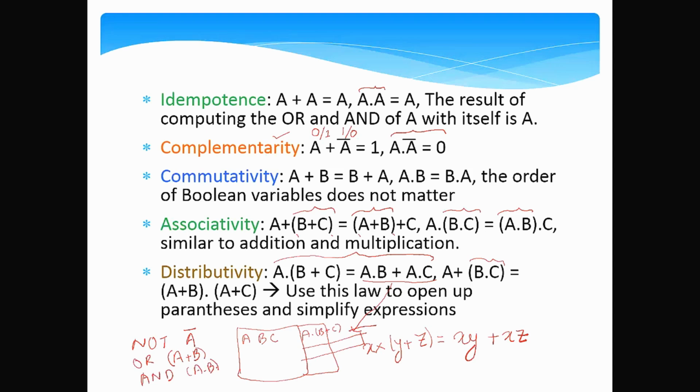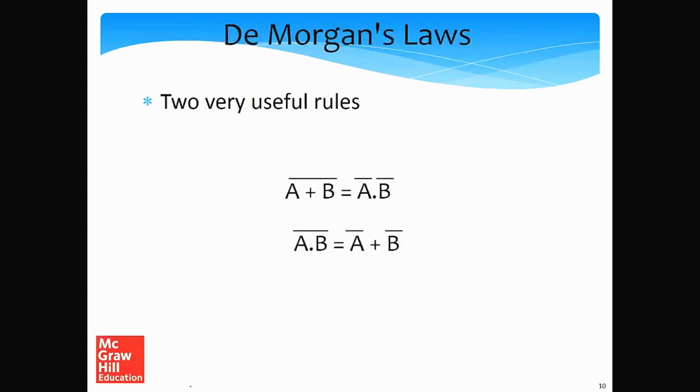When is A and B equal to true? When both A is true and B is true. So here are two very useful rules. They are called the De Morgan's laws.